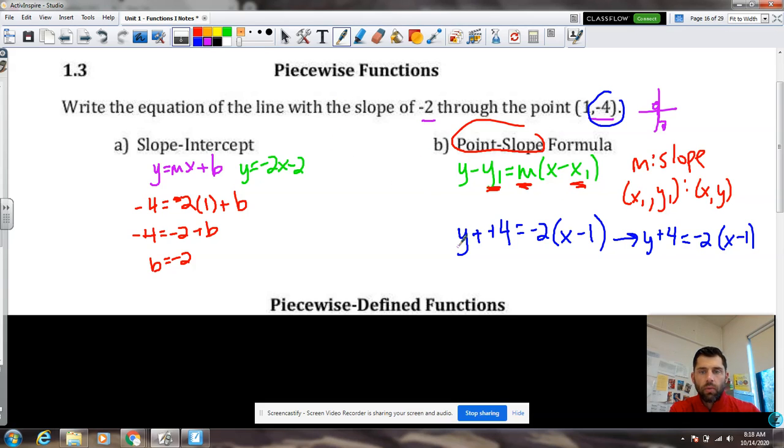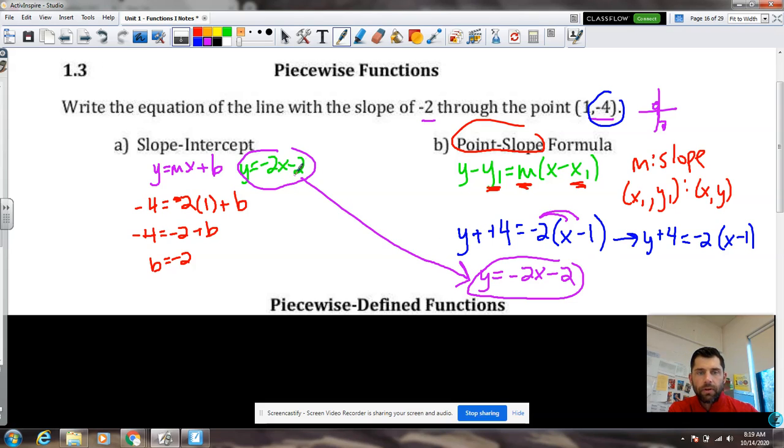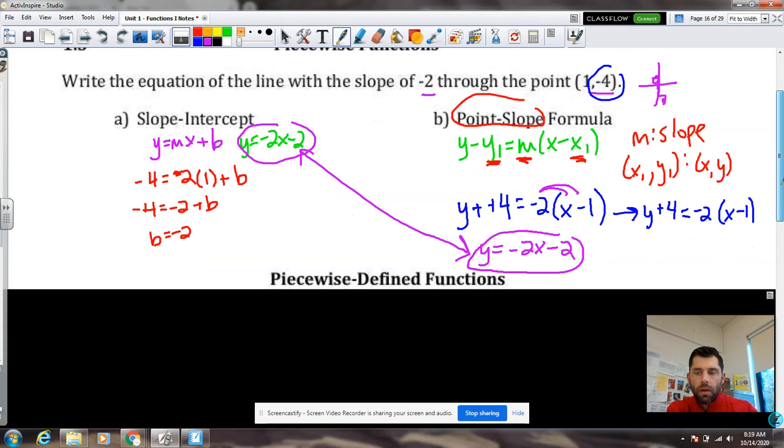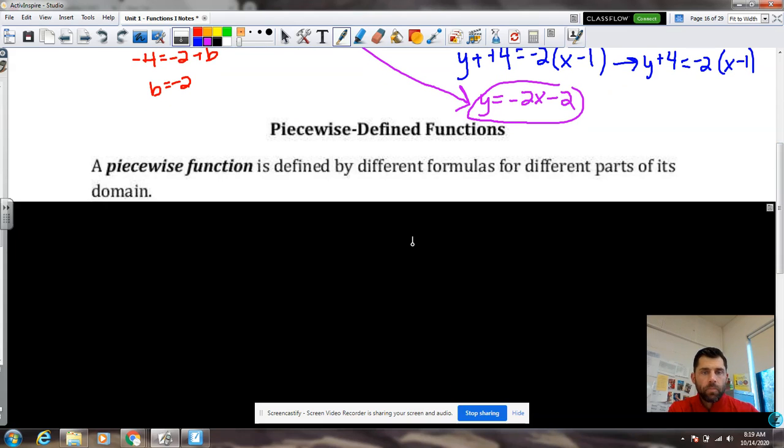We could also kind of check our work. I could simplify this, subtract 4 from both sides, distribute my -2 through, so that becomes -2x + 2. I subtract the 4, and it actually, not surprisingly, works out to be the same equation as here. So that point slope formula is helpful if you don't know the y-intercept, and also if it's not a nice integer y-intercept number. Let's say the y-intercept was like 1/2. That would be helpful there as well. Okay, moving on.